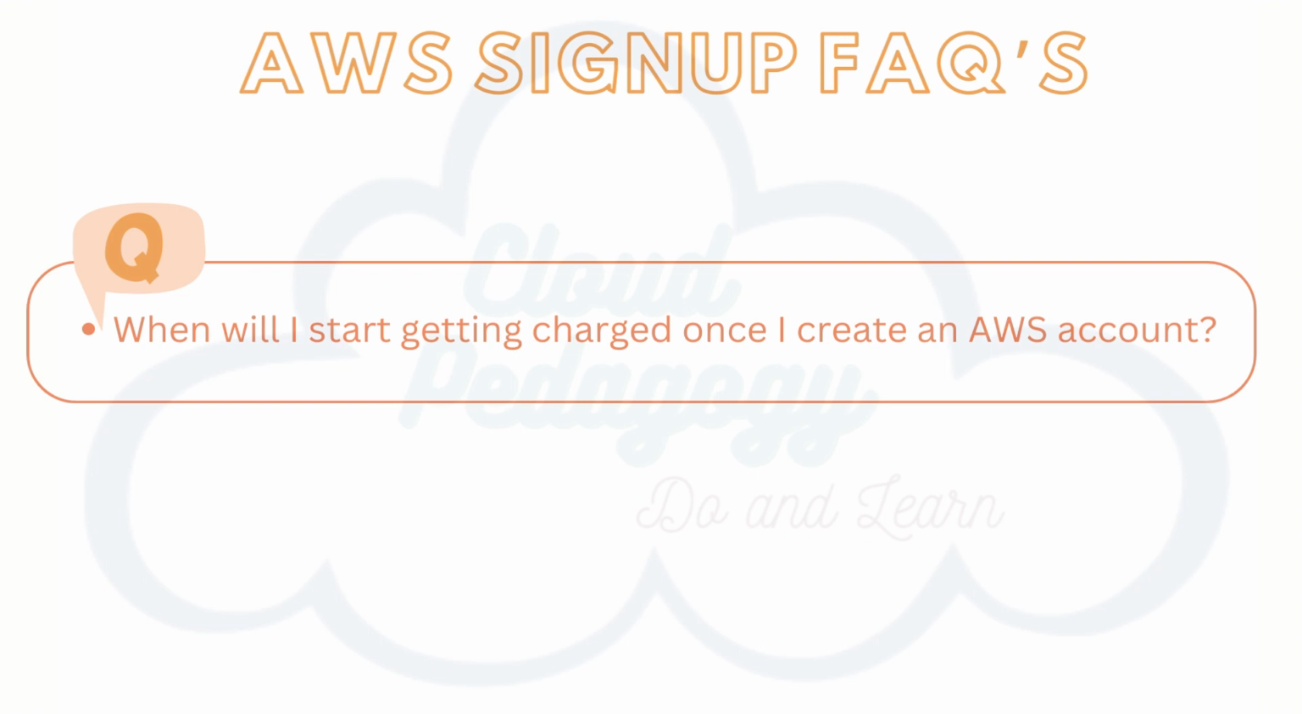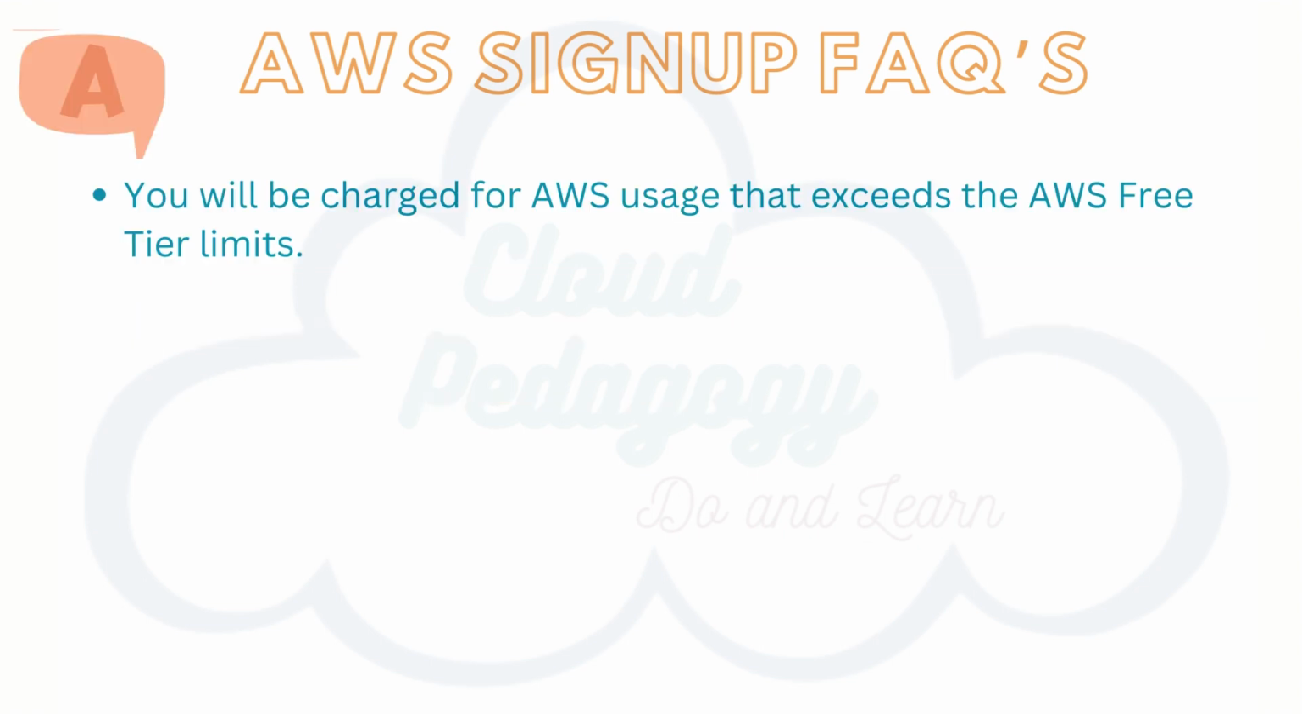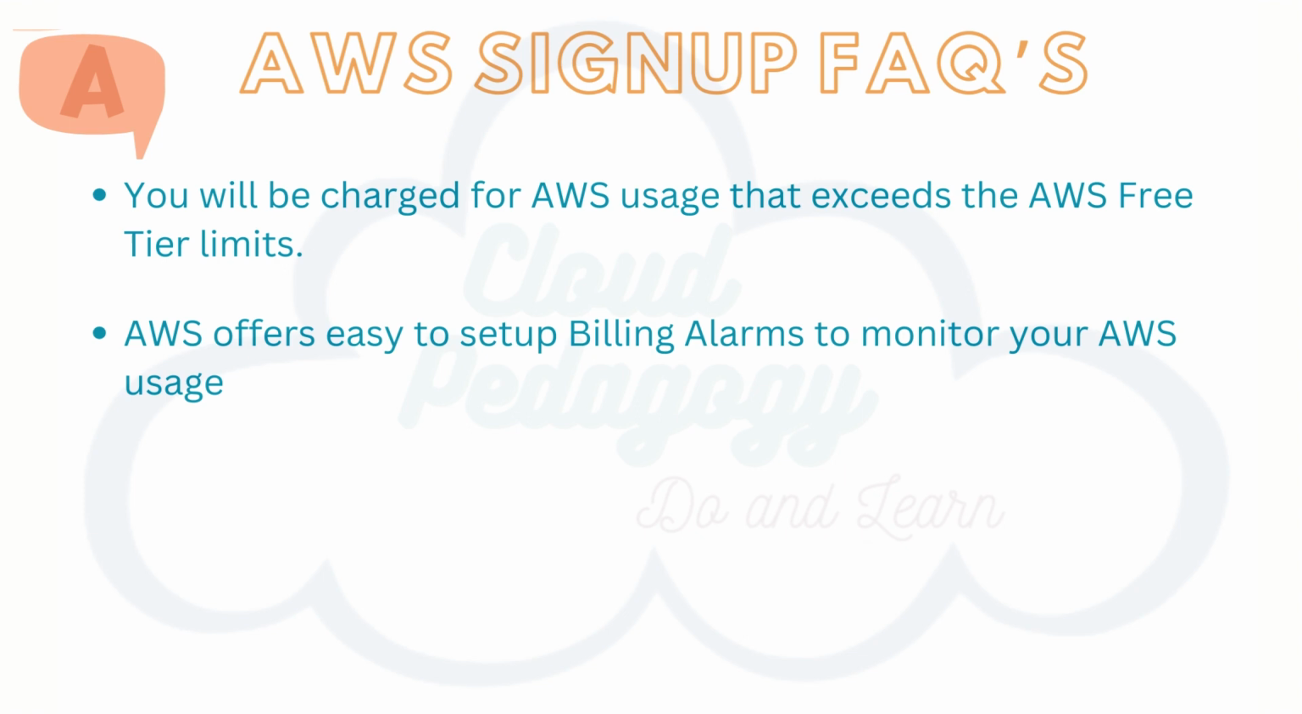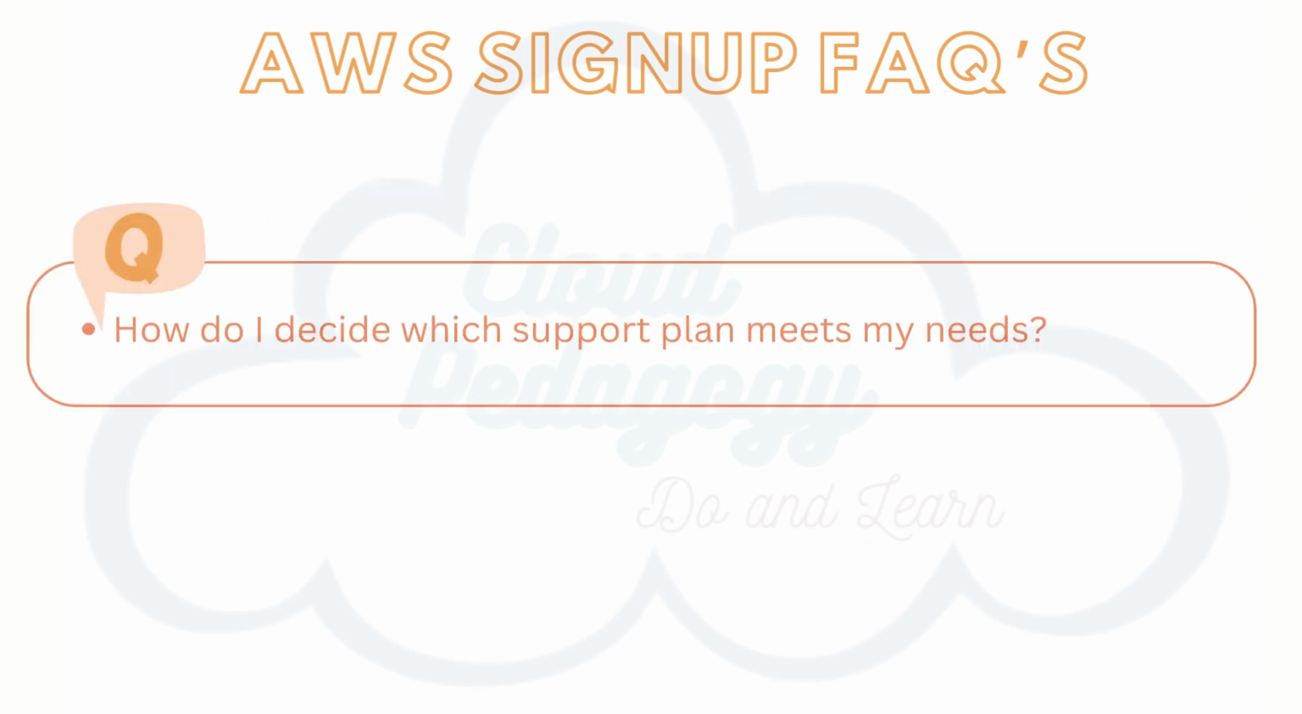Next, when will I start getting charged once I create an AWS account? You will be charged for AWS usage that exceeds the AWS free tier limits. AWS offers easy to set up billing alarms to monitor your AWS usage and make sure you only pay for what you want. Next, how do I decide which support plan meets my needs?